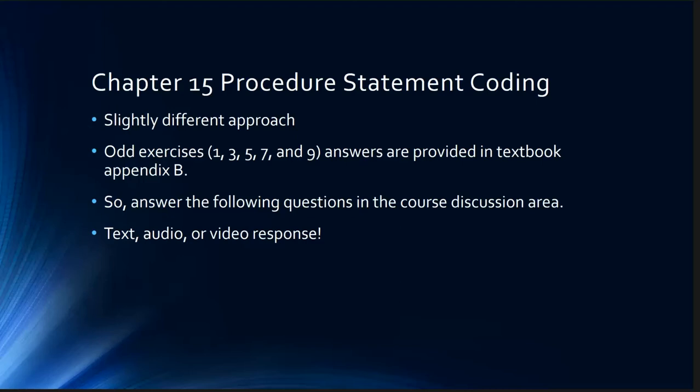As you know, the odd number exercises, which are 1, 3, 5, 7, and 9, are provided in your textbook answer key, which is in Appendix B. So please, once you go through the exercises, think about posting your answers, your thoughts, to the course discussion area. You can post in a text format, just typing, or you can use the audio or video feature in Canvas if you wish.